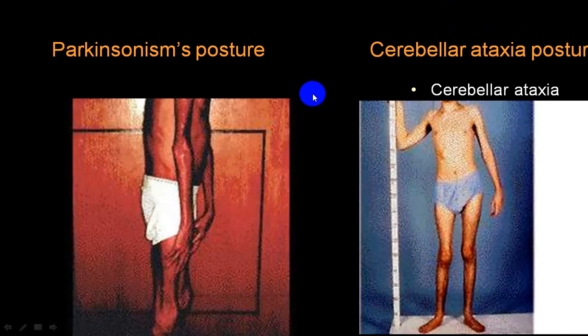This is typical Parkinsonism posture. The person will be taking the support of the side in case of a cerebellar ataxia because he has got truncal ataxia and person is not able to maintain the posture. He will have tendency to fall on either side.